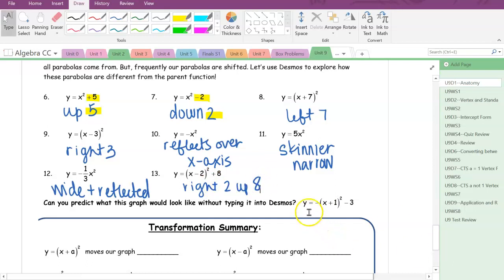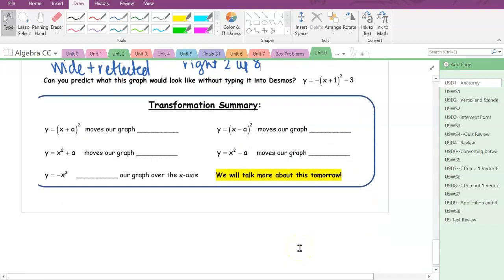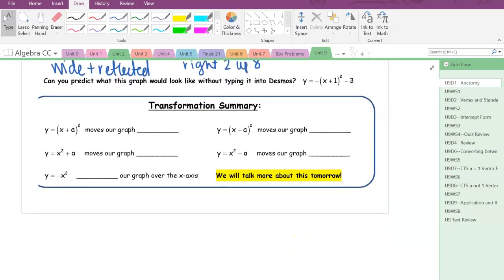All right, so see if you can predict what this one is going to look like. Negative (x plus 1) squared minus 3. It's actually 3 things that are going to happen. Go ahead and pause the video for a second and see if you can write down what your thoughts are. And then I'm going to type this in.